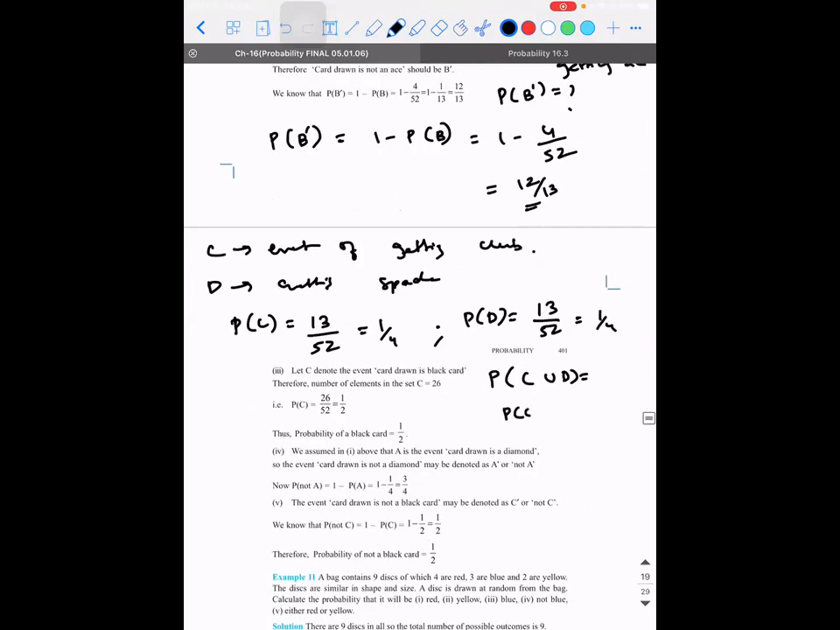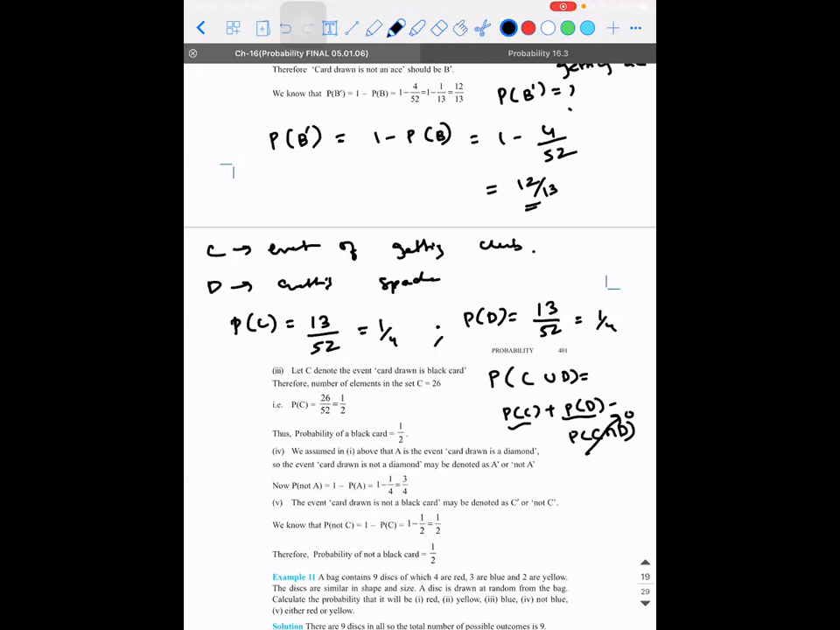So how did he get it? Probability of getting a club plus probability of getting a spade minus probability of getting a club and a spade. So you cannot get a club and a spade at the same time, right? So this is a mutually exclusive event. So you have to add both. 1 by 4 plus 1 by 4 is 1 by 2. Does it make sense, guys? Yes, sir.